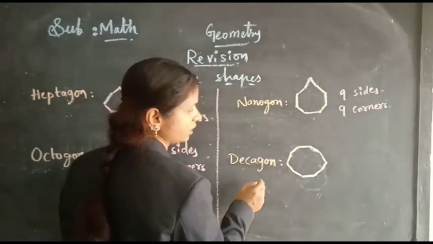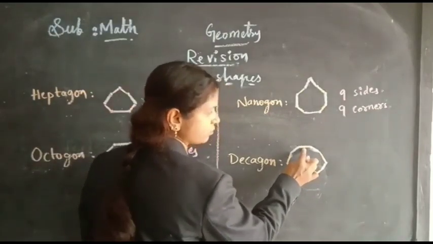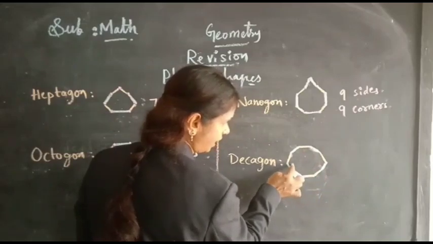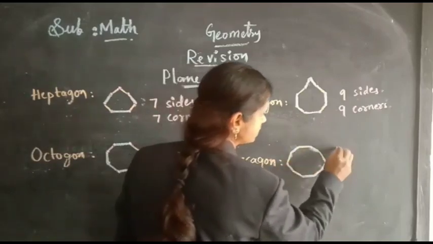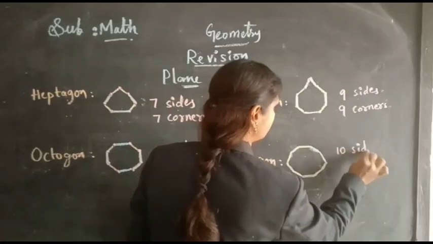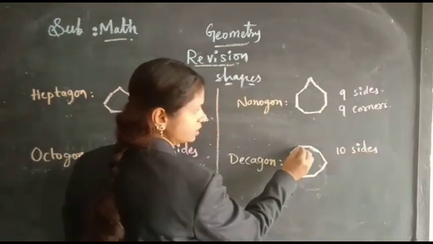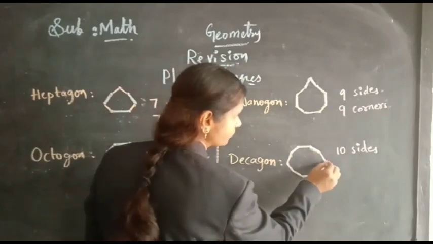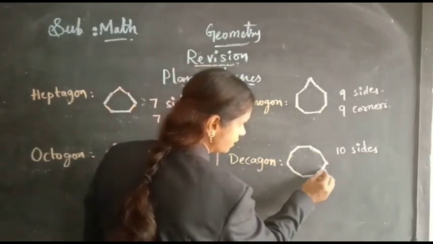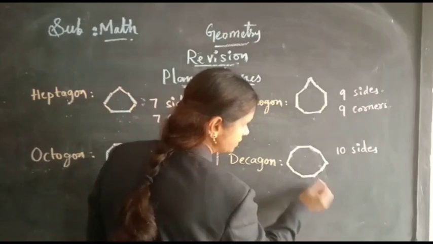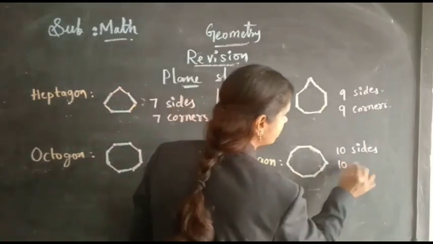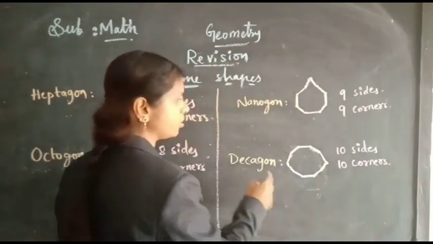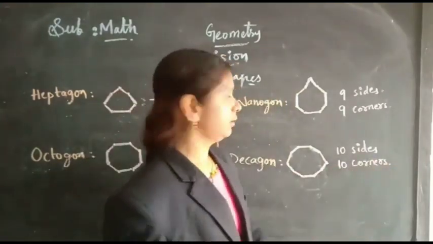Coming to the decagon here, let's count the sides. 1, 2, 3, 4, 5, 6, 7, 8, 9, 10. So it has 10 sides. Corners: 1 to 10. So it has 10 corners. So decagon has 10 sides and 10 corners.